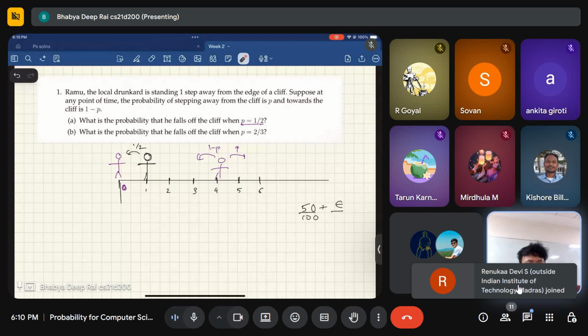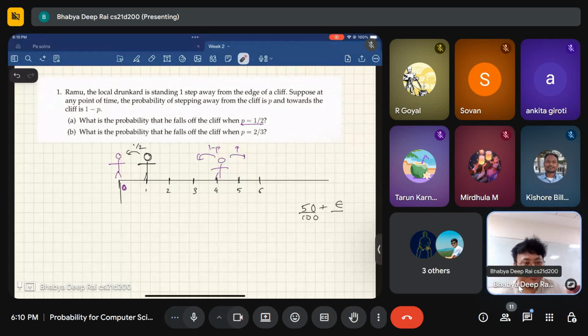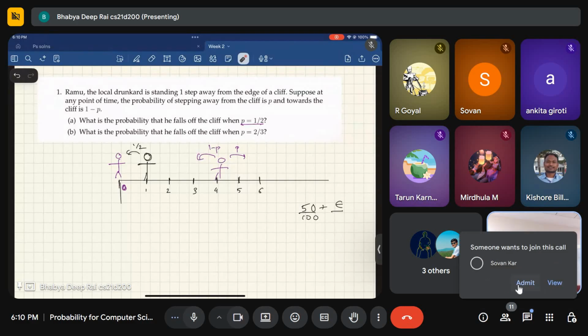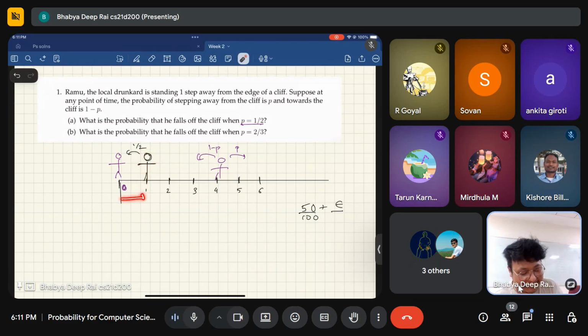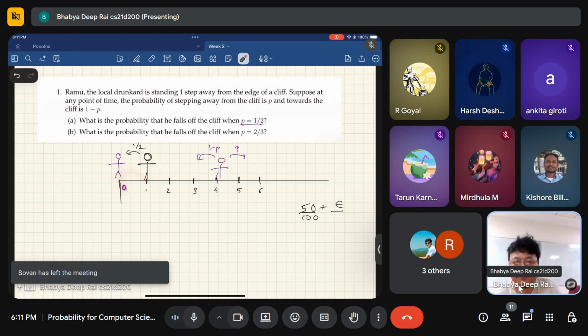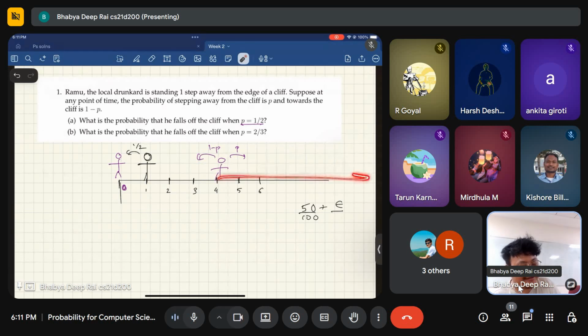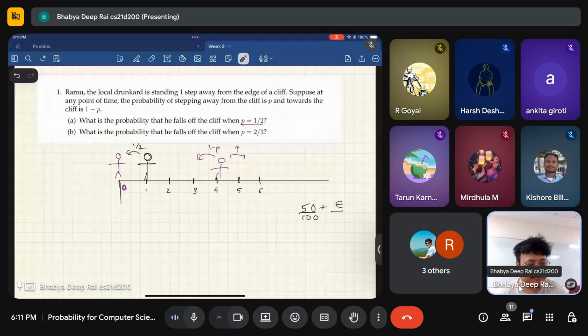For Kishore, I'll just repeat the question for your sake, because we stated it in the previous session. The question is that a person, whom we are calling Ramu, is standing 1 unit of distance away from a cliff. The probability that he moves left at any point of time is half. The probability that he moves right at any point of time is half. The question is, what is the probability that he falls off the cliff, that is, comes to distance 0 from the cliff? And there is an infinite stretch of land to the right.